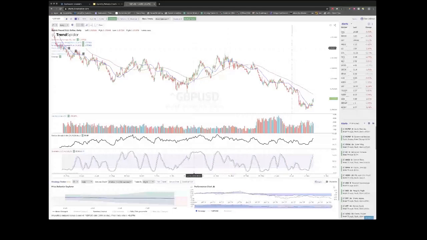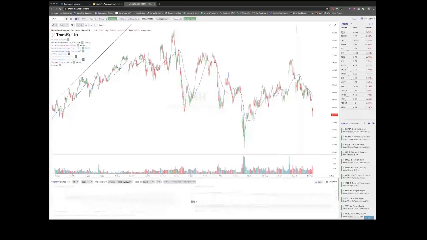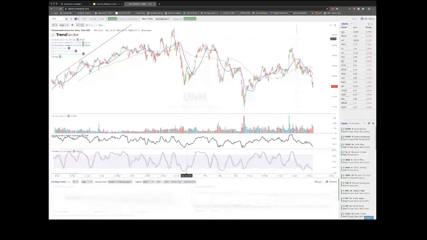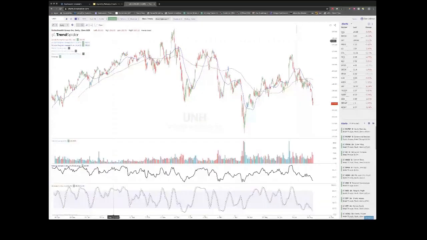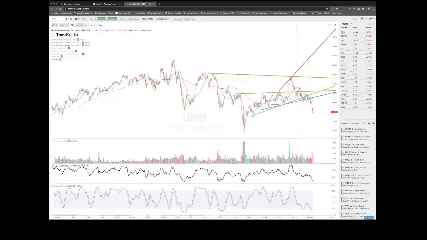Let's see. Oops. So, okay. Well, if anyone has any other symbols, I'm happy to pull them up. What's up? Yeah, absolutely. I'll happily share UNH. UNH has been an example that Jake really likes to use. I don't have the same annotations on my screen that he does, but let's see how this looks.